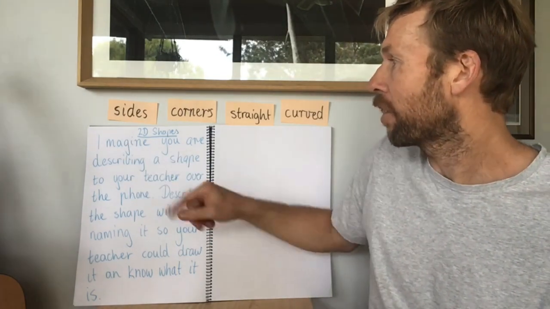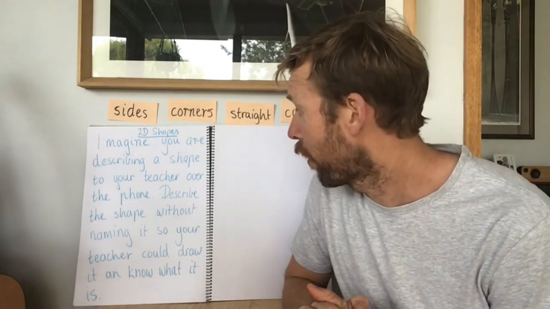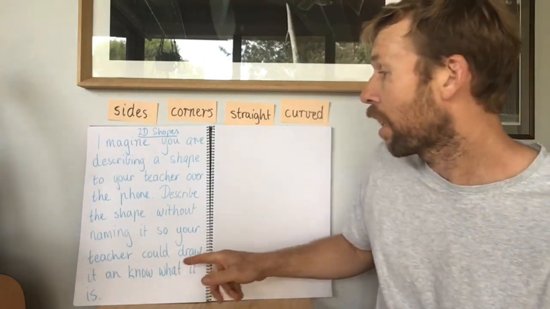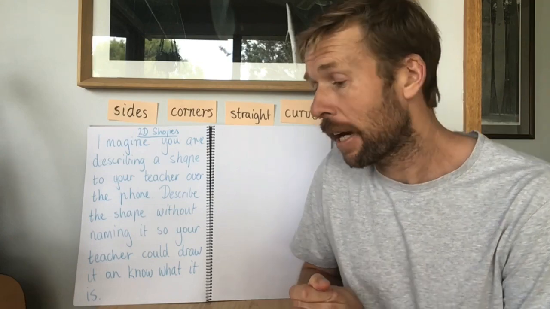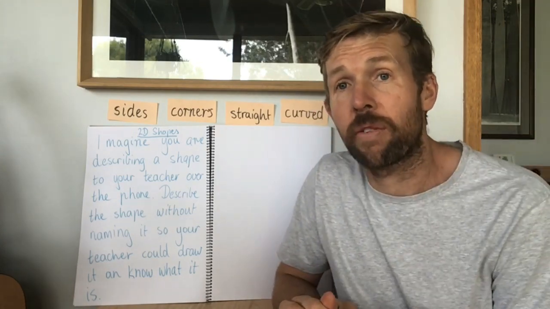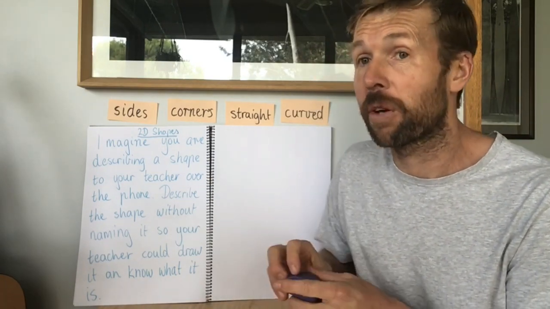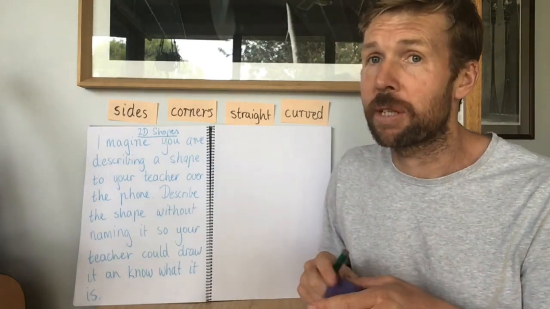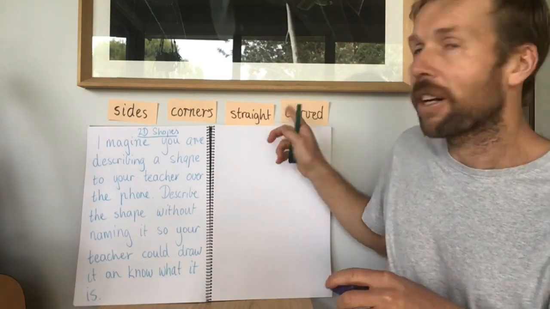So imagine you are describing a shape to your teacher over the phone. Describe the shape without naming it so your teacher could draw it and know what it is. That's our task today. There's a few ways you could do this. You could maybe record it on a video describing some shapes, or you could do it in your book or using a side of your book. You can draw the shape and describe its features using these words: sides, corners, straight and curved edges.